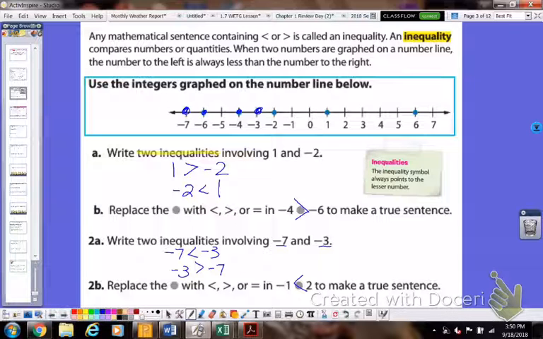Now notice with our numbers, when we're talking about positives, the larger the number gets, we're talking about greater than. For our negatives, as we move to the left, these numbers appear to be getting larger, but they are actually smaller because they are further to the left of our 0.